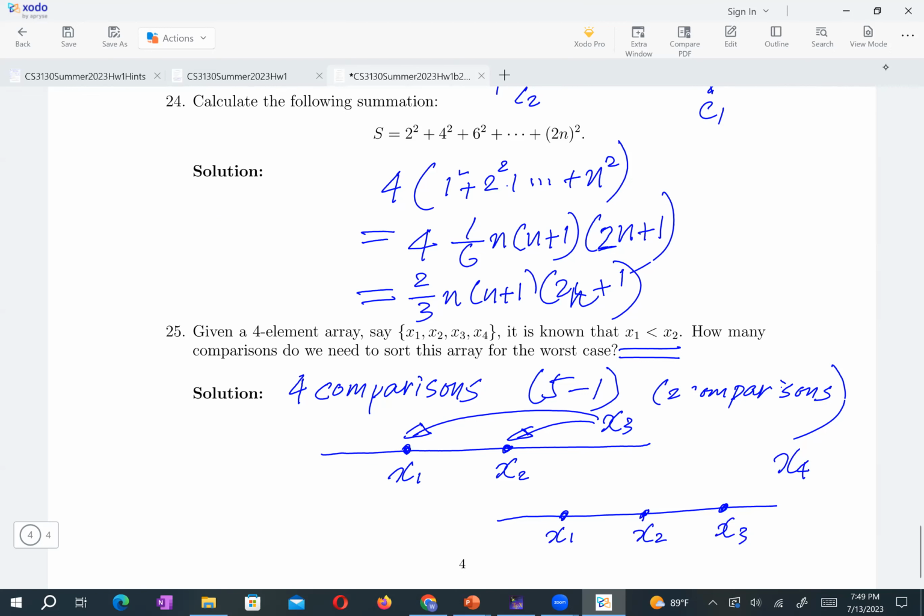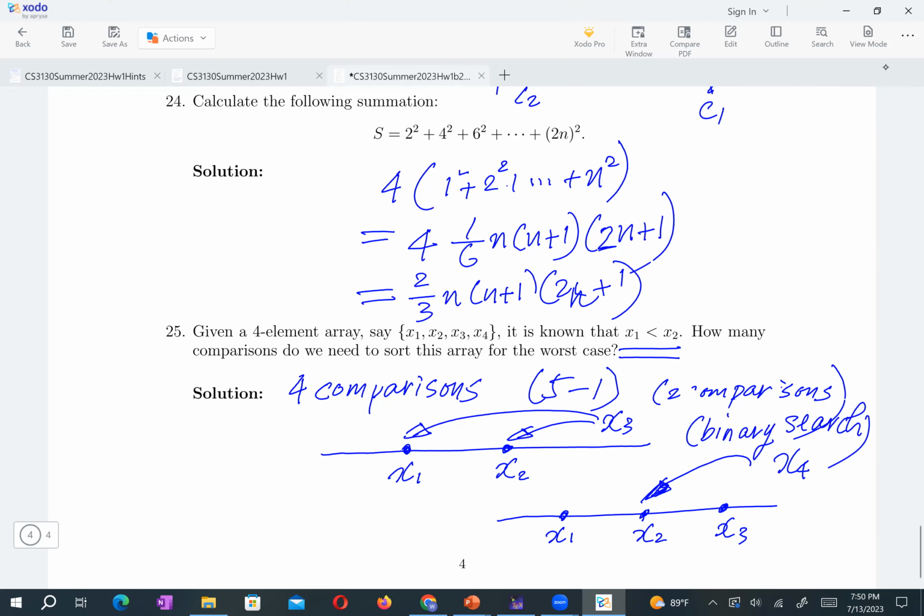Now, in order to make X4 join those sorted, ordered elements, use the fastest way. The first comparison, compare with X2 first. Use the binary search way. So you know binary search, right? Use the binary search way. Okay, so you compare X4 with X2.